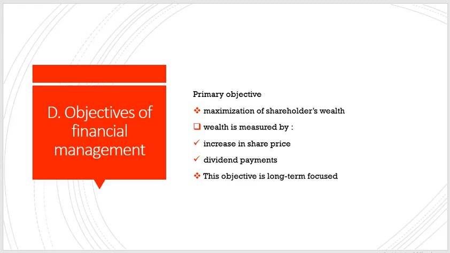Now, this objective is always long-term focused. It cannot be achieved at once. It can be achieved maybe in 5 years. Though it's long-term focused, it's the main objective of financial management. So if you look at the share price increase, let's say from 50 kwacha to 100 kwacha, and to be able to pay dividends to these owners.